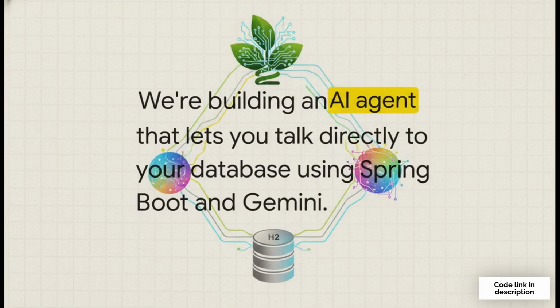So, in this tutorial, we're going to build an AI agent that does exactly that. And we'll be using a really powerful modern tech stack. Spring Boot for our backend, Google's Gemini AI to be our intelligent translator, and a simple H2 in-memory database just to hold our sample data.